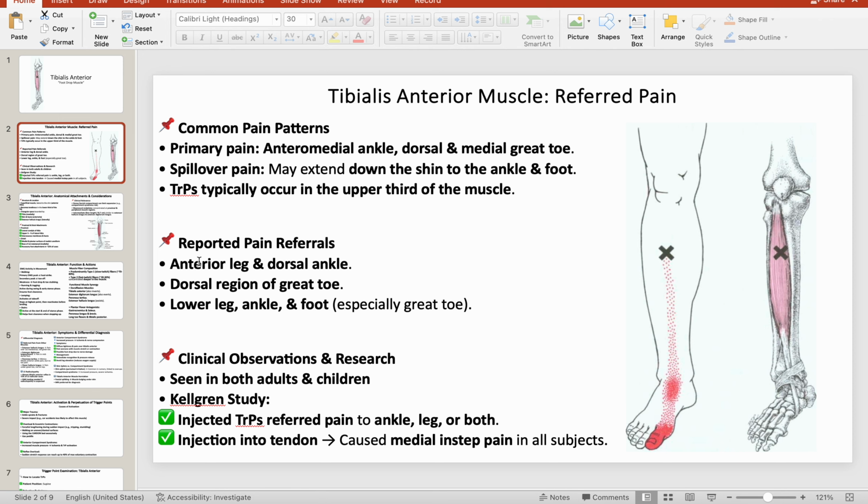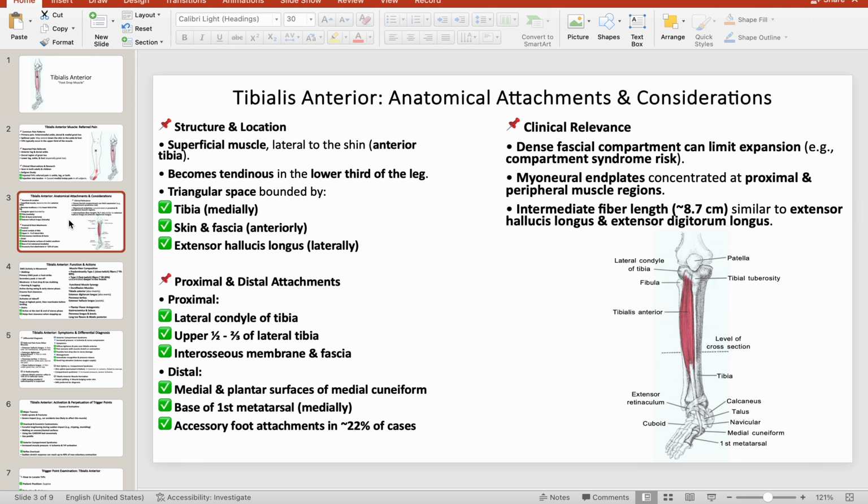Pain referrals: anterior leg, dorsal ankle, dorsal region of the great toe, lower leg, ankle, foot, especially the great toe. There's a lot of referring from the tibialis anterior into the big toe. You get a lot of soccer players or athletes that start getting something called turf toe. A lot of that turf toe can be coming from the shin, the tibialis anterior muscle. It's seen in adults and children, and these are just different studies that were conducted.